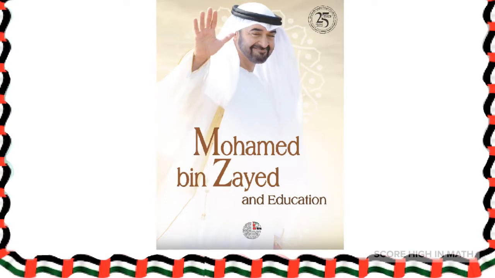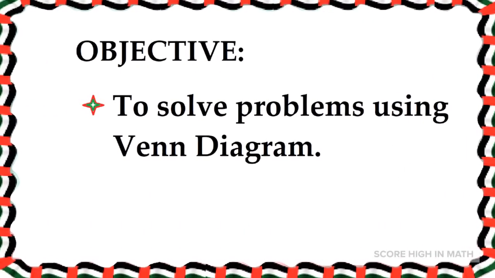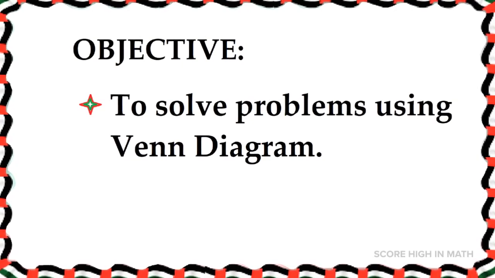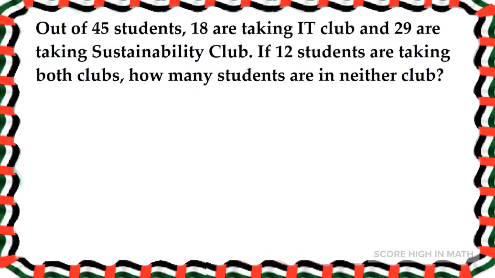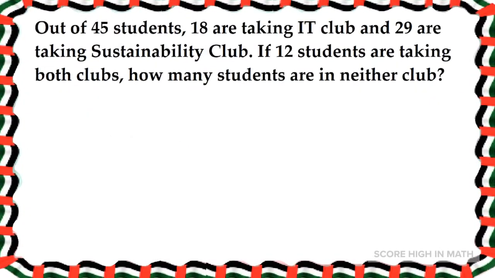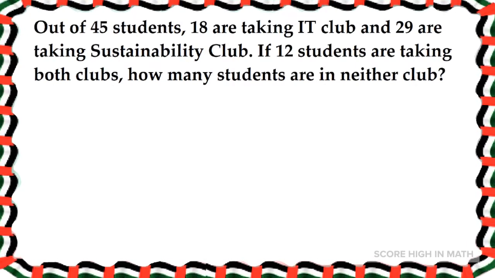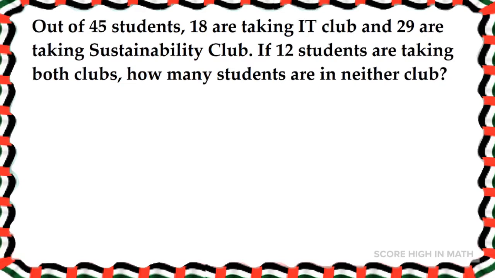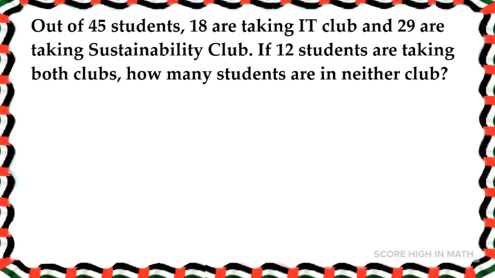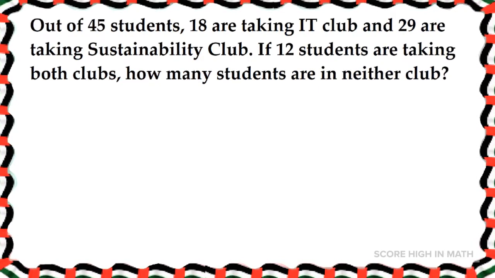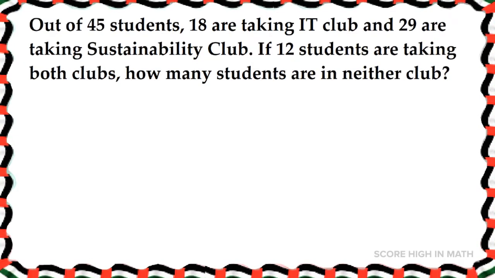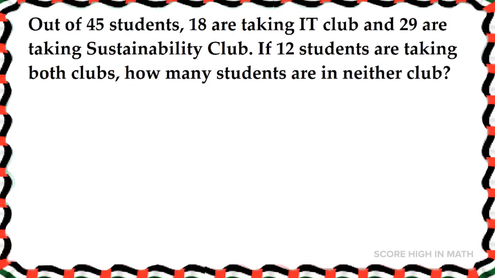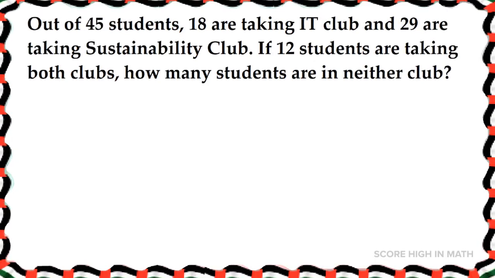Now guys, let us move to our main lesson. We are going to solve problems using Venn diagram. Let us work on this problem so that you will be guided. Out of 45 students, 18 are taking IT club and 29 are taking sustainability club. If 12 students are taking both clubs, how many students are in neither club?